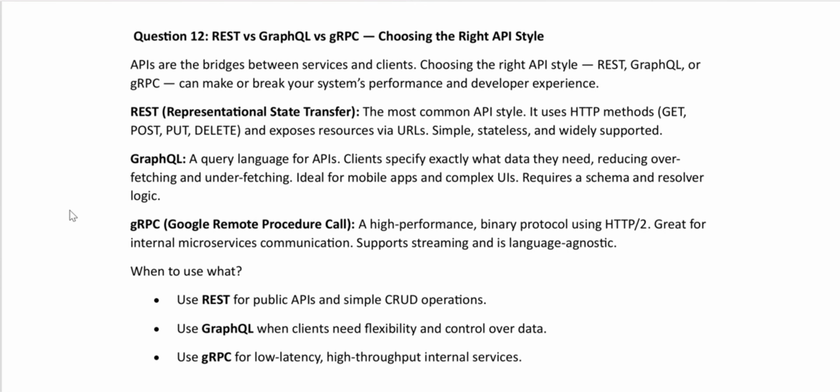REST, known as Representational State Transfer, is the most common API style. It uses HTTP methods, GET, PUT, POST, DELETE, and exposes resources via URLs. Simple, stateless, and widely supported. GraphQL, a query language for APIs. Clients specify exactly what data they need, reducing overfetching and underfetching, ideal for mobile apps and complex UIs, requires a schema and resolver logic. gRPC means Google Remote Procedure Call, a high-performance binary protocol using HTTP/2, great for internal microservice communication, supports streaming, and is language agnostic.